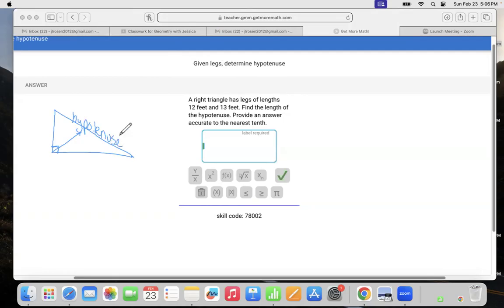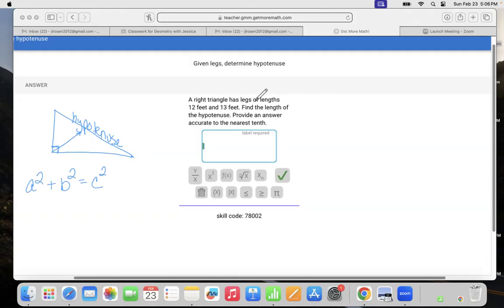So just like the Pythagorean triple that we talked about last time, it goes right in line with what we're doing now. So we're still going to be dealing with a squared plus b squared equals c squared, which is Pythagorean. Okay, a squared plus b squared equals c squared.